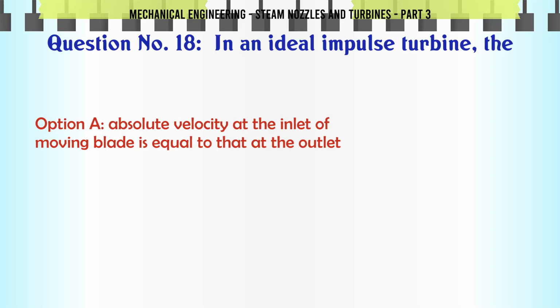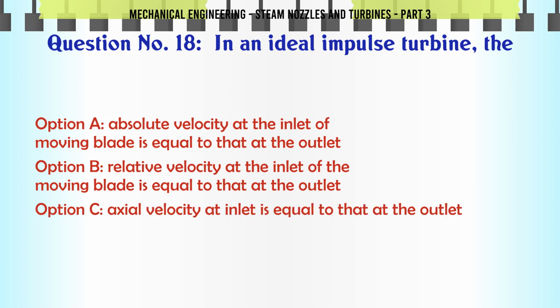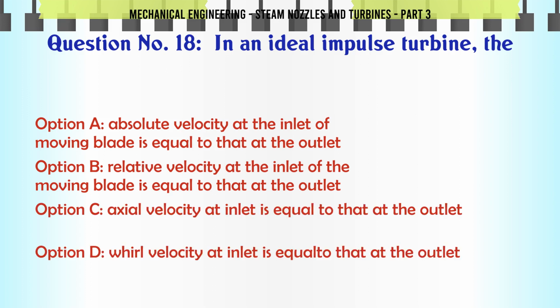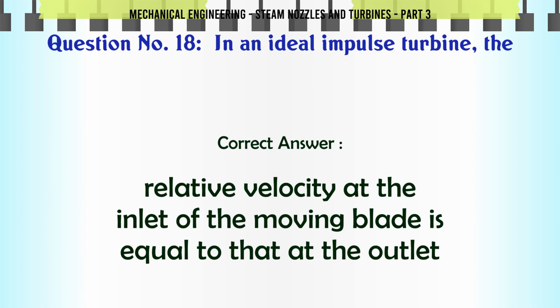In an ideal impulse turbine, the: A. Absolute velocity at the inlet of moving blade is equal to that at the outlet. B. Relative velocity at the inlet of the moving blade is equal to that at the outlet. C. Axial velocity at inlet is equal to that at the outlet. D. Whirl velocity at inlet is equal to that at the outlet. The correct answer is relative velocity at the inlet of the moving blade is equal to that at the outlet.